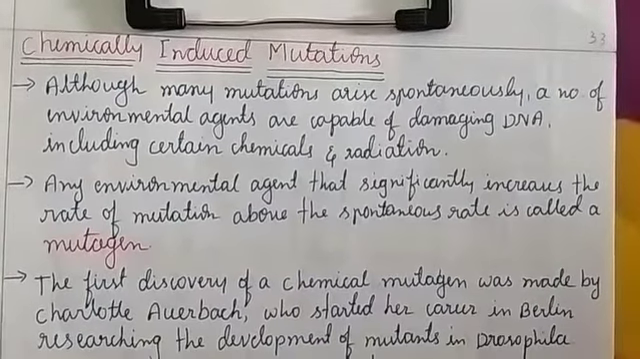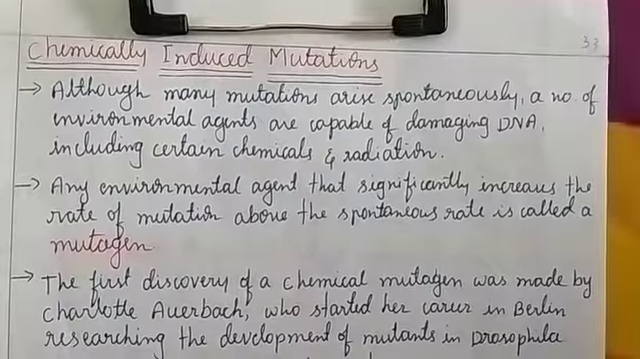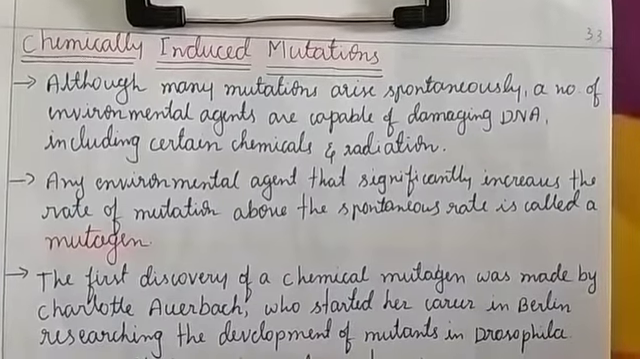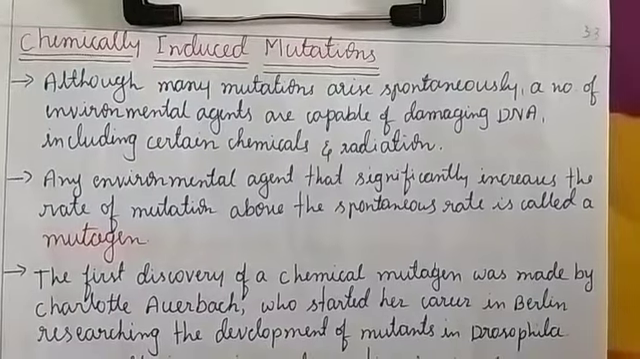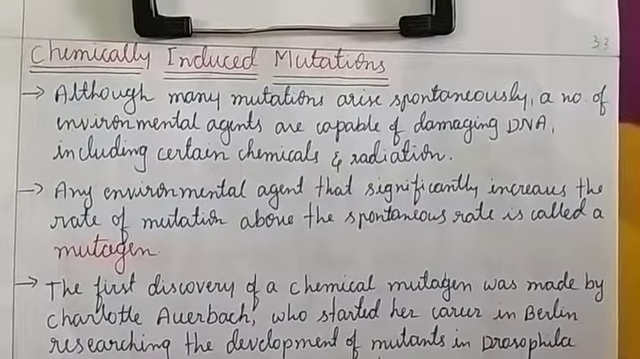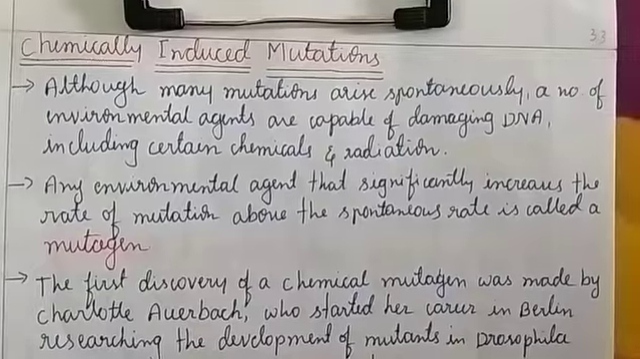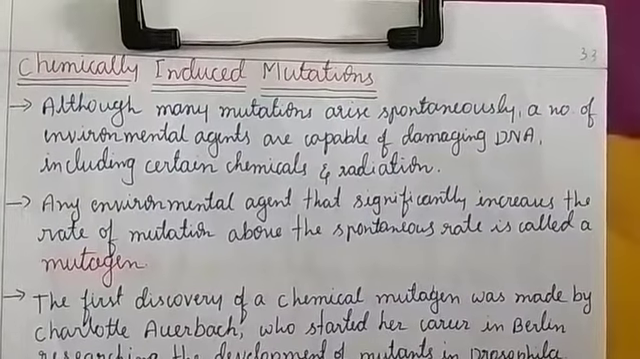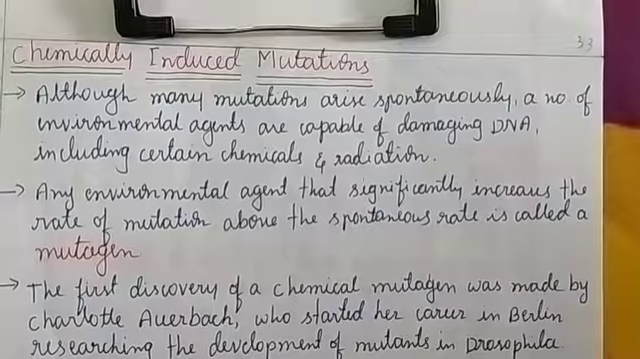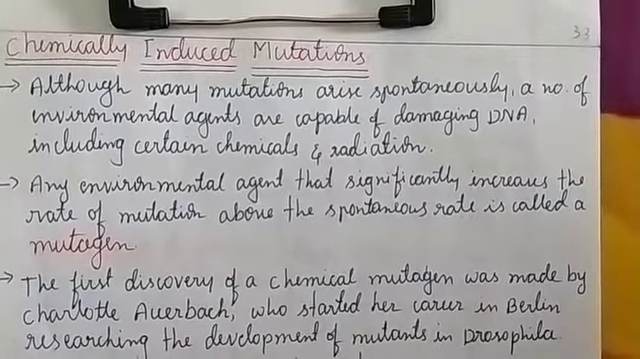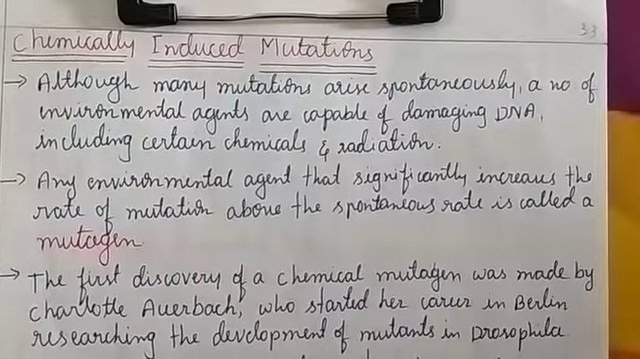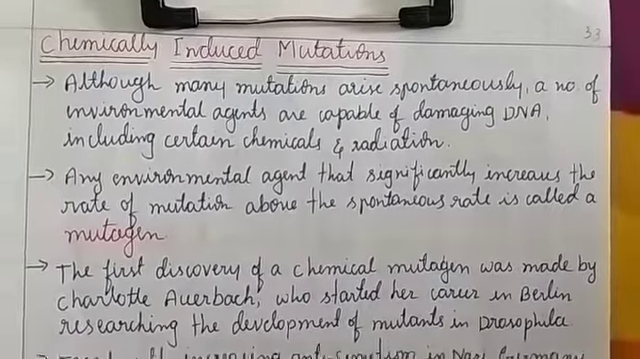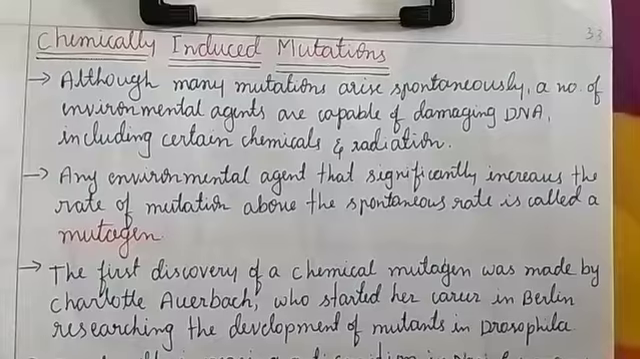Good afternoon, students. In the last class we discussed spontaneous mutation, which occurs naturally, whereas the other type of mutation is induced mutation, which is caused by external environmental factors such as chemicals and radiation. Let us study chemical induced mutation.